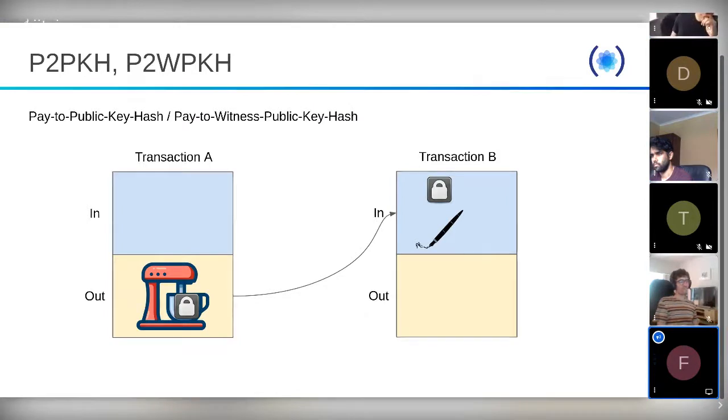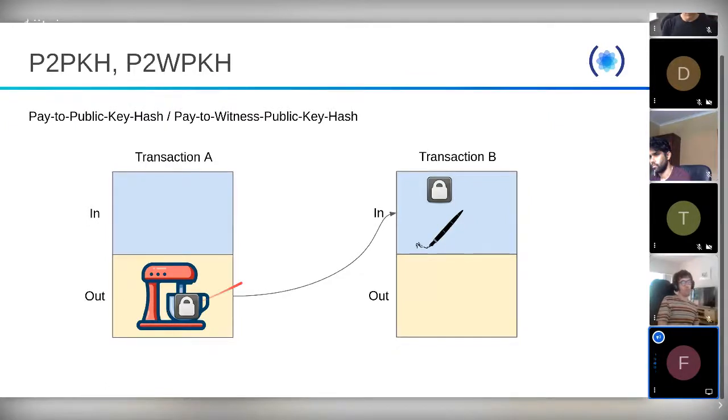There are two ways. One way is pay to public key hash or pay to witness public key hash. In transaction A, the output has a padlock, which is a public key hash. So you don't see the public key, you just see a hash of it.